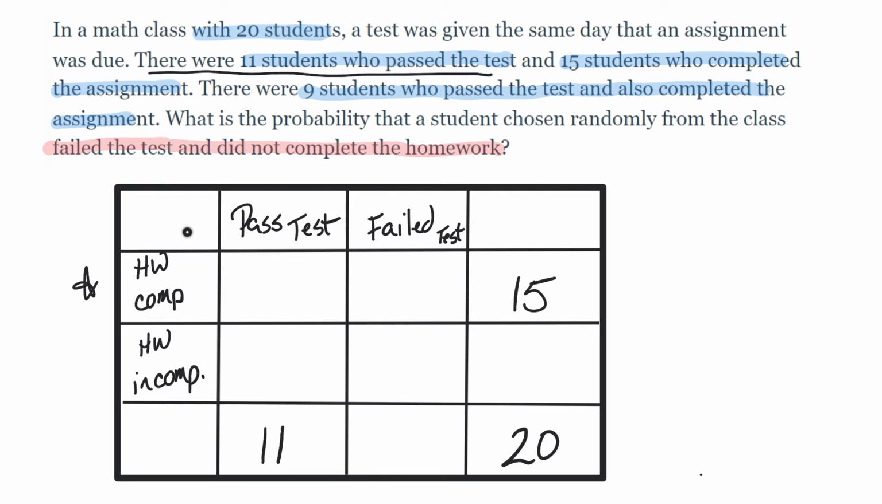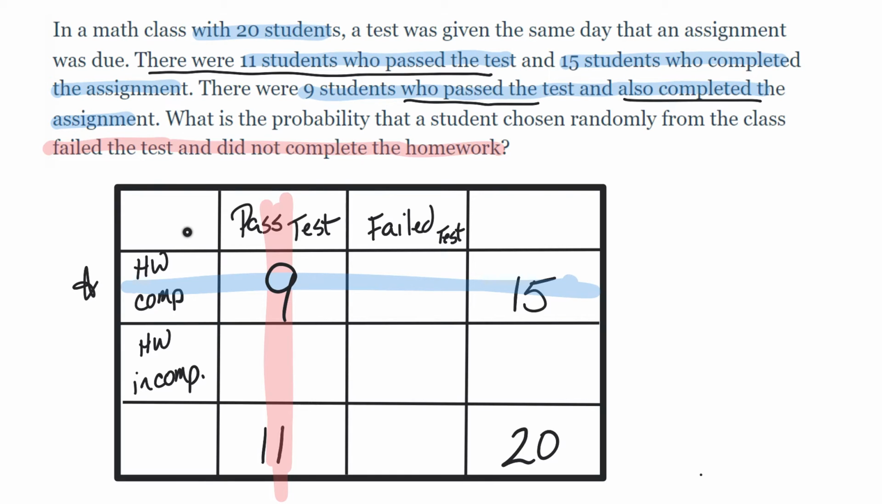And then the last thing it says, there are 9 students who passed the test and also completed the homework. Well, that's a combination of two categories here. Passed the test is this row right here. Completed their homework is this, I said row, I meant column, and then this row right here. So the intersection of those two parts is going to be 9.